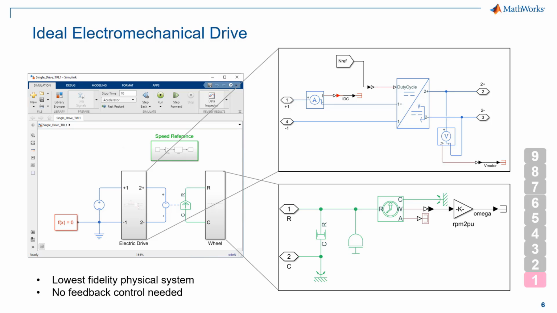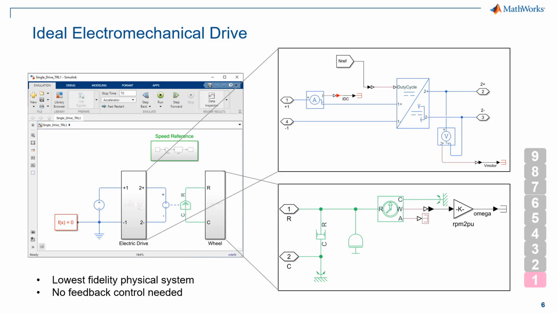We begin with an ideal electromechanical drive. This is our lowest level of fidelity, where the relationship between voltage and speed and current and torque is defined by a constant of proportionality. With this model, we set a DC voltage level using an average value converter with a duty cycle input.